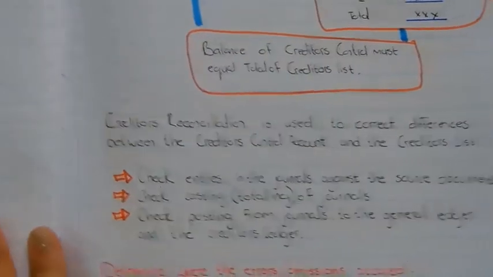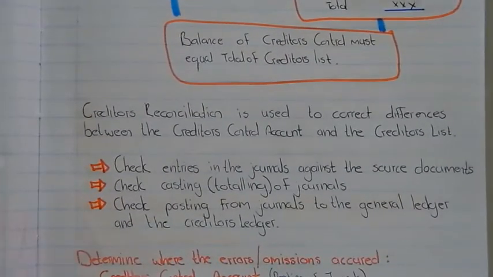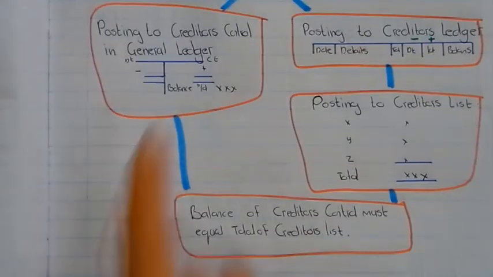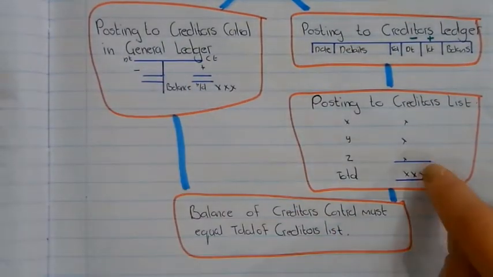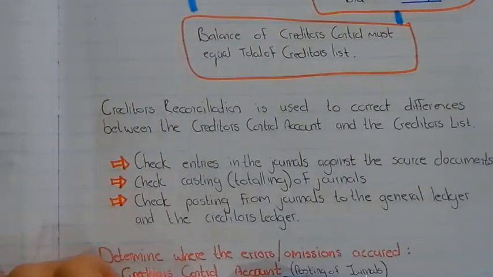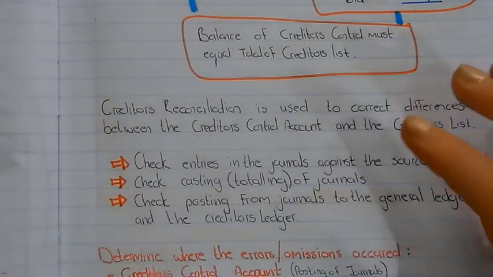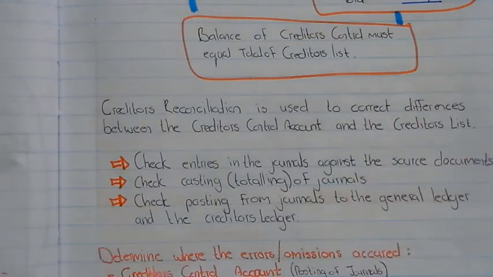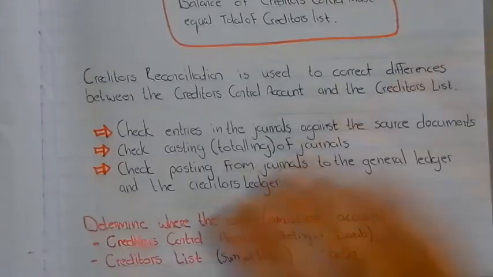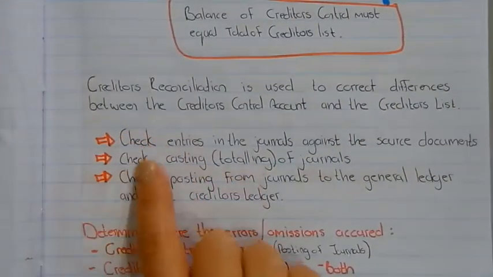So the reason why we do creditors reconciliation is to correct differences between my creditors control account and my creditors list. It could be for any entries that are not transferred correctly, or omissions that were made. So here is how we're going to do it.